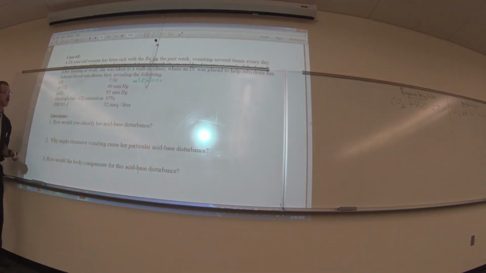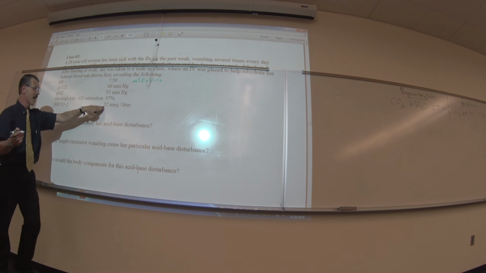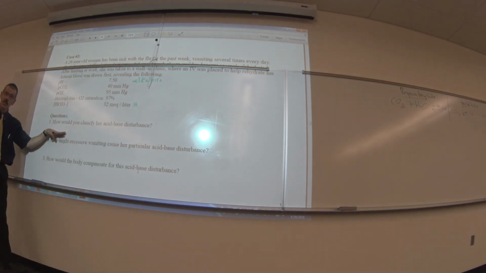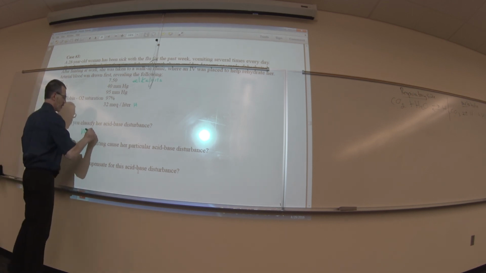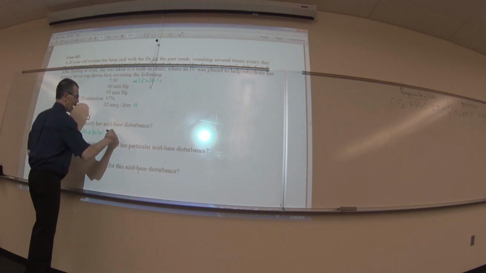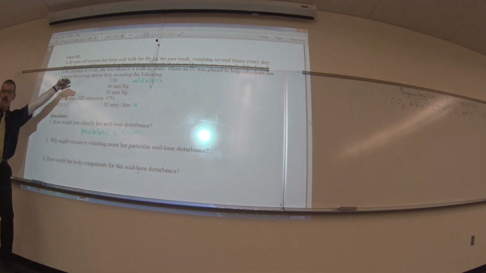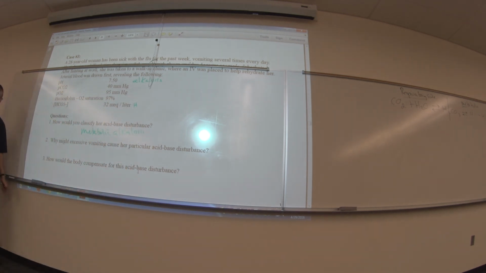Rule 2, I look at the two numbers. CO2 is 40, HCO3 is 32. Which of those is the wrong one? HCO3, that's high. So that means her problem is metabolic alkalosis. I combined the wrong side with the wrong pH. Make sense? I'm going to skip right down to question 3.